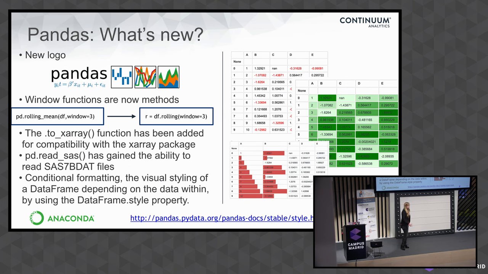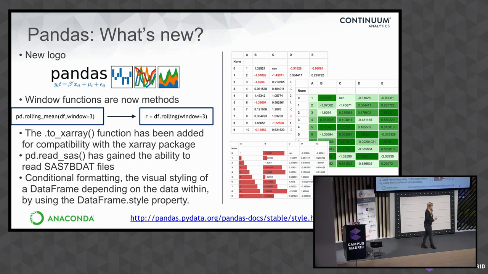So what's new? I don't know if you've noticed, but it has a new logo. There's a sticker with a new logo on the NumFocus table for the sticker madness people. And some of the most recent changes, there was a lot of changing window functions to methods, also integrating with xarray, which is another Python library for array computing that makes it very easy to work with labeled arrays. Something pretty big, it has adopted the ability to read SAS files.